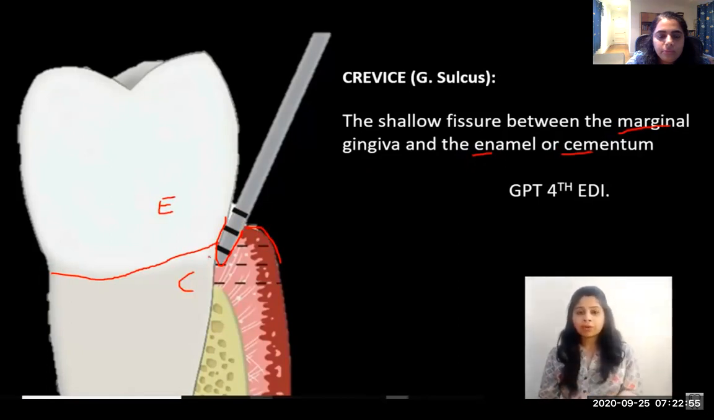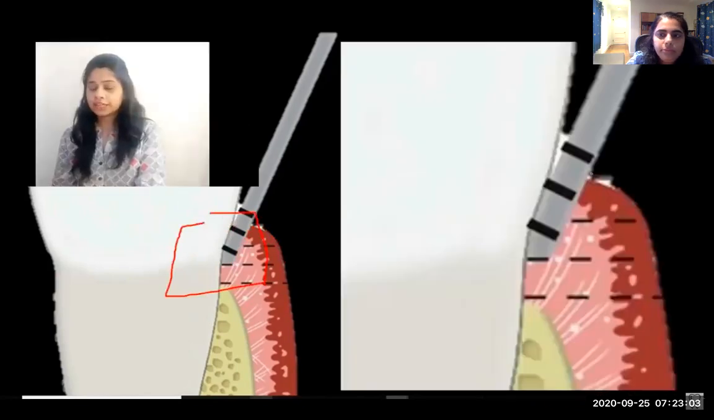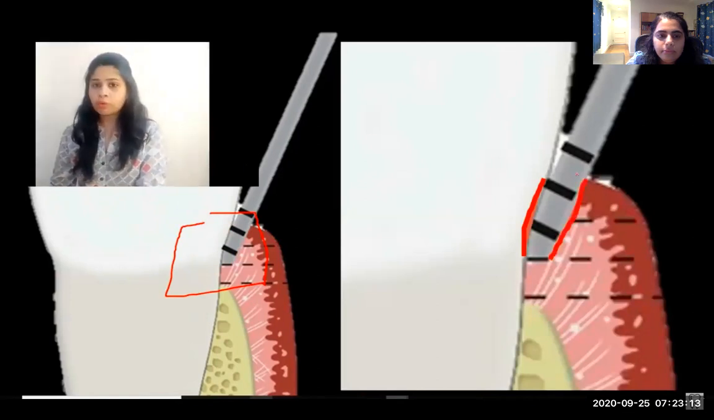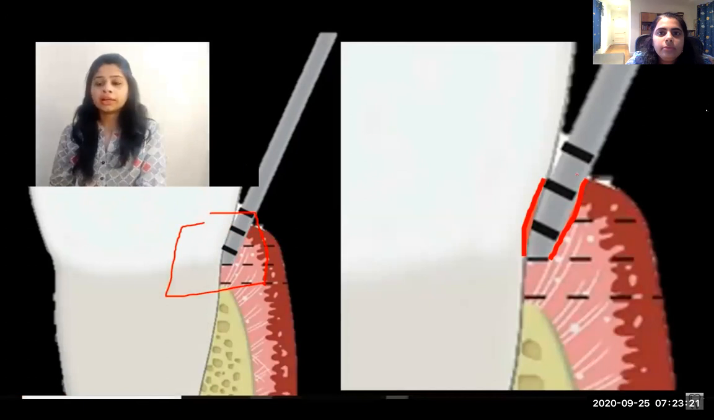So let's talk about the boundaries of this gingival sulcus, and for that we see a zoomed in picture of this portion. So here we see the gingival sulcus, and the inner aspect of the gingival sulcus is bound by the tooth. So it can either be the enamel or the cementum. Now the outer aspect of the probe is lined by an epithelium, and here the epithelium is termed as the sulcular epithelium. And in the coronal aspect, it is bound by the marginal gingiva or the free gingiva, and the apex or the base of the gingival sulcus is bound by the junctional epithelium.